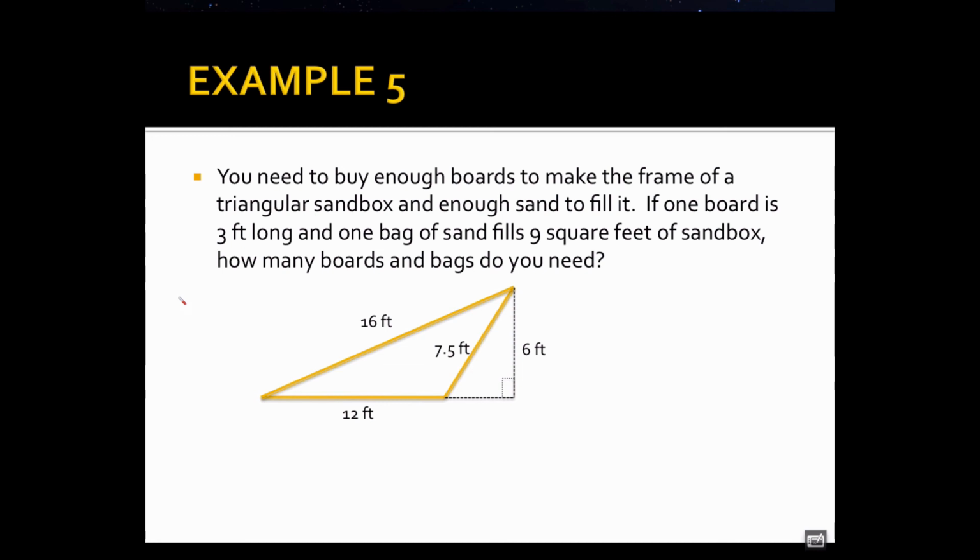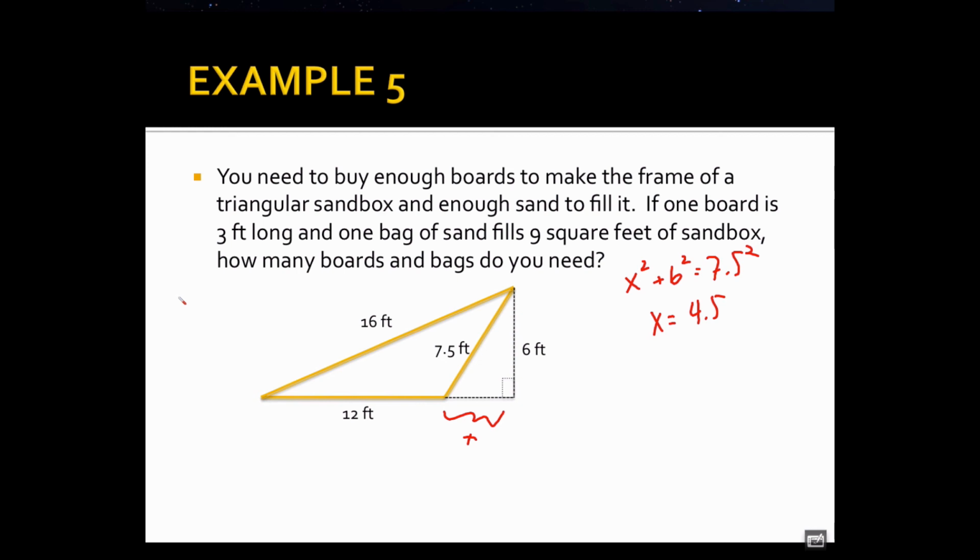No. Jocelyn, what do you got for the area? I don't have it yet. What'd you start doing? Well, I was gonna do the Pythagorean theorem to solve for this guy right here. Let's call it x. So you're gonna do x squared plus 6 squared equals 7.5 squared? Yeah. I'll save you some hassle, that's 4.5.